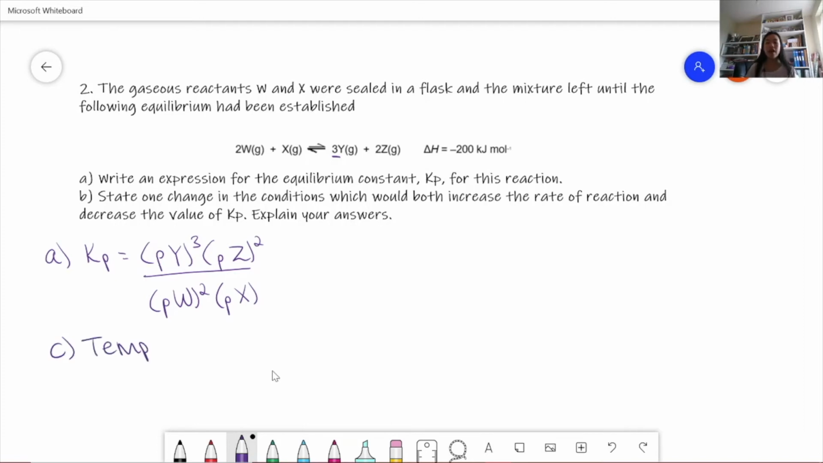And so let's have a look at the reaction. So we see that the forward reaction is exothermic, and that's because of this negative enthalpy change. So we know that heat is given out, so it's exothermic. And so if we increase the temperature, then what happens is that the equilibrium shifts to decrease the temperature.